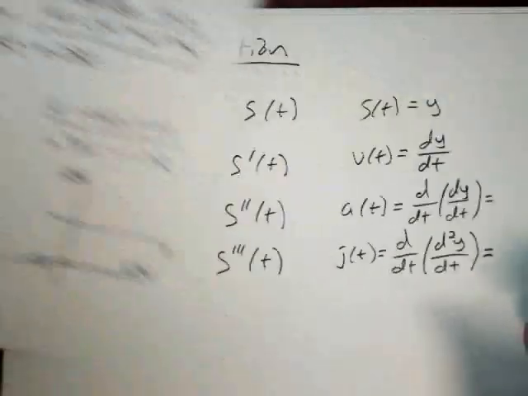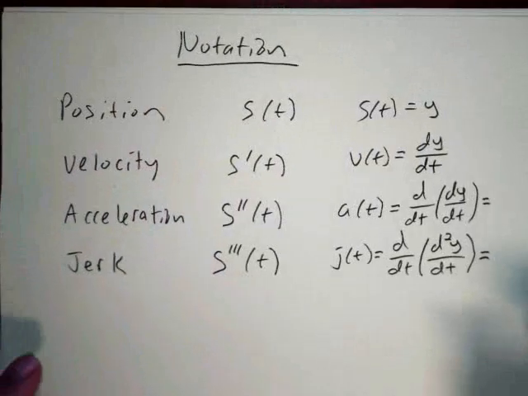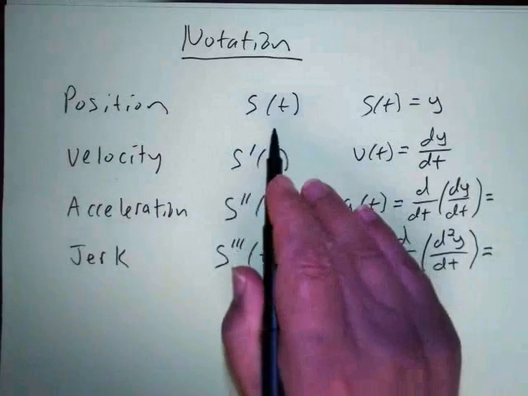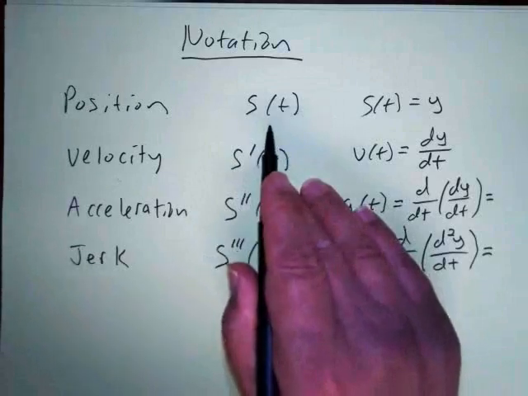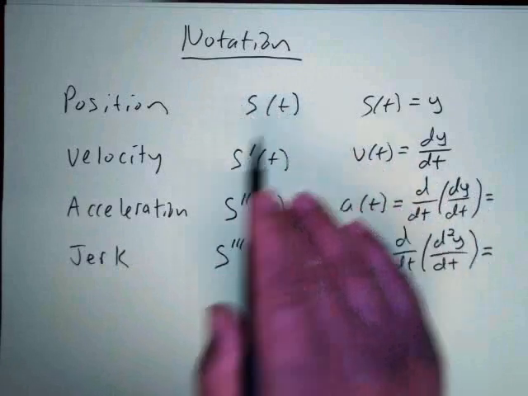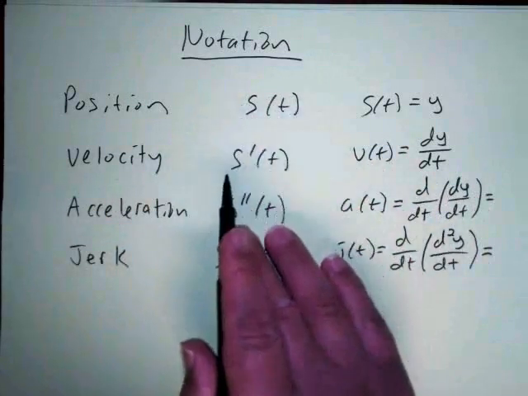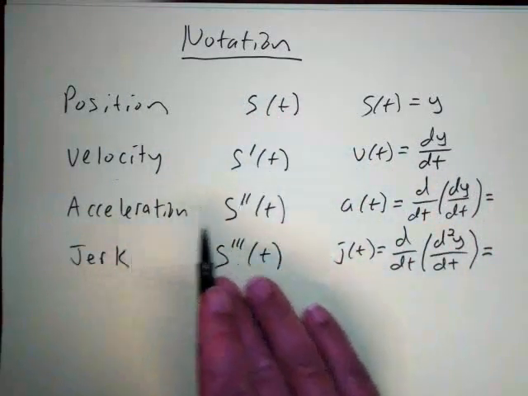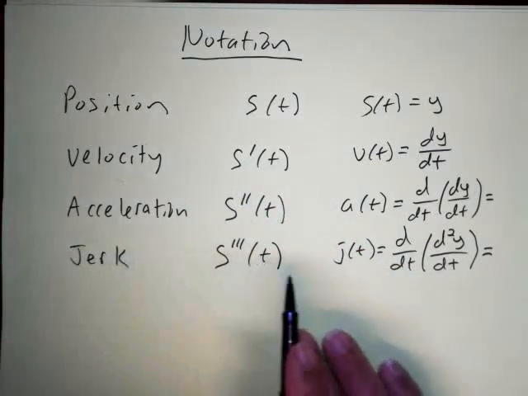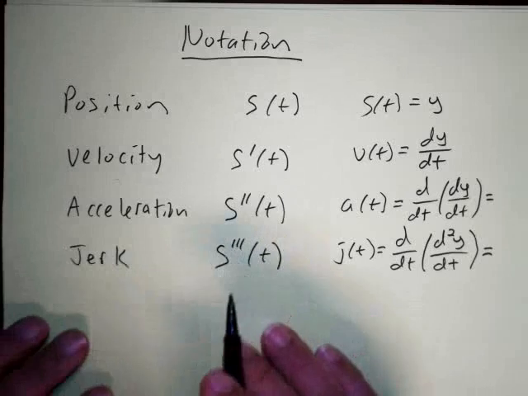So let me show you one more thing, and this is the notation that we're kind of using. The position can be thought of as the original function. The velocity is the first derivative. The acceleration is the second derivative. And then the jerk is the third derivative.